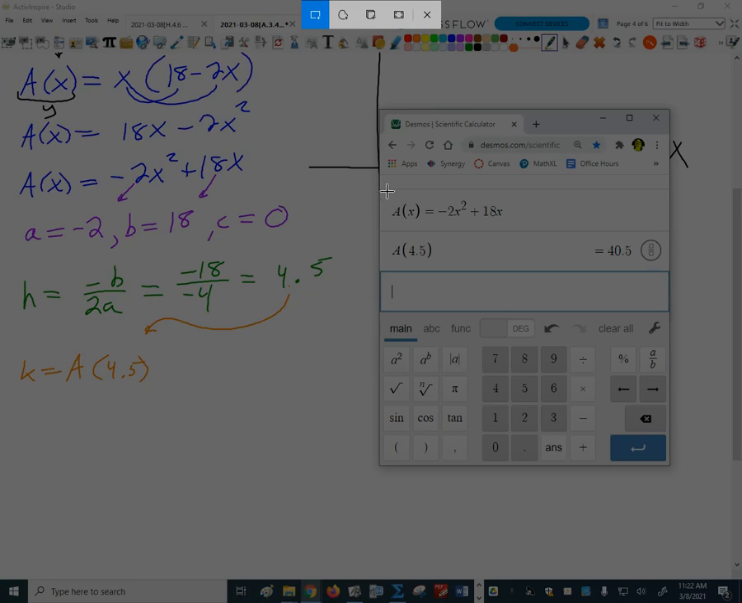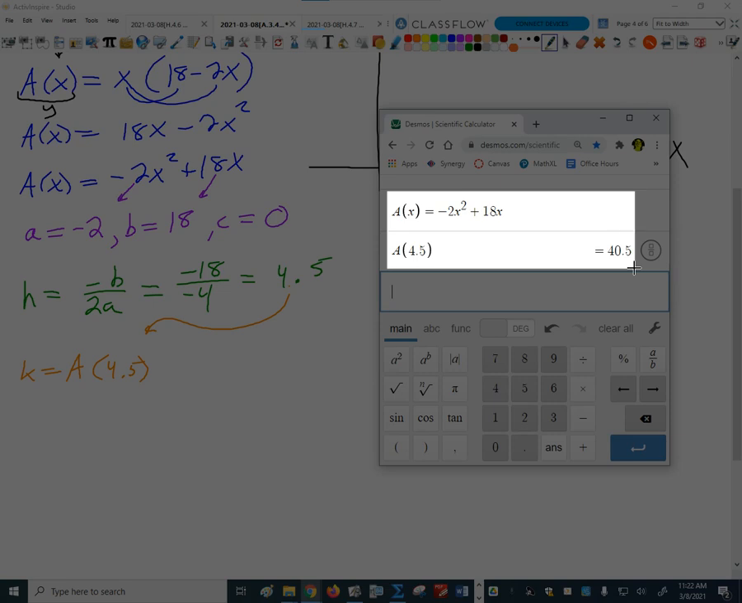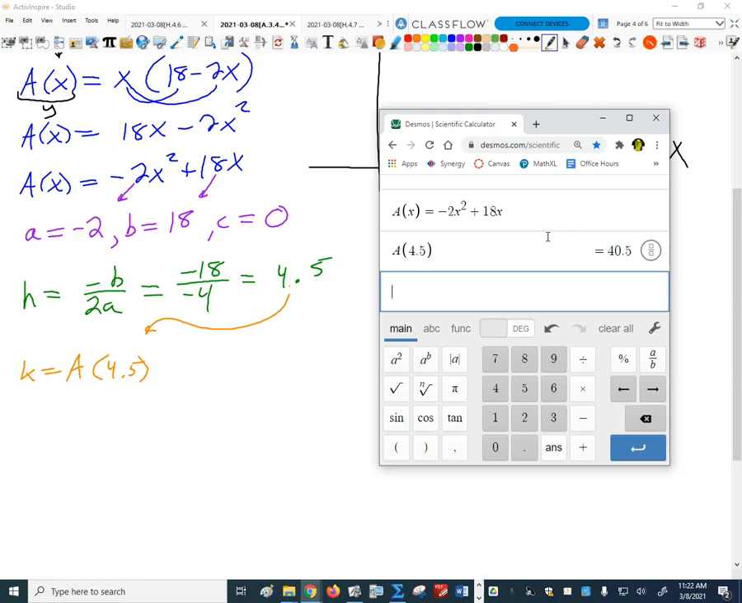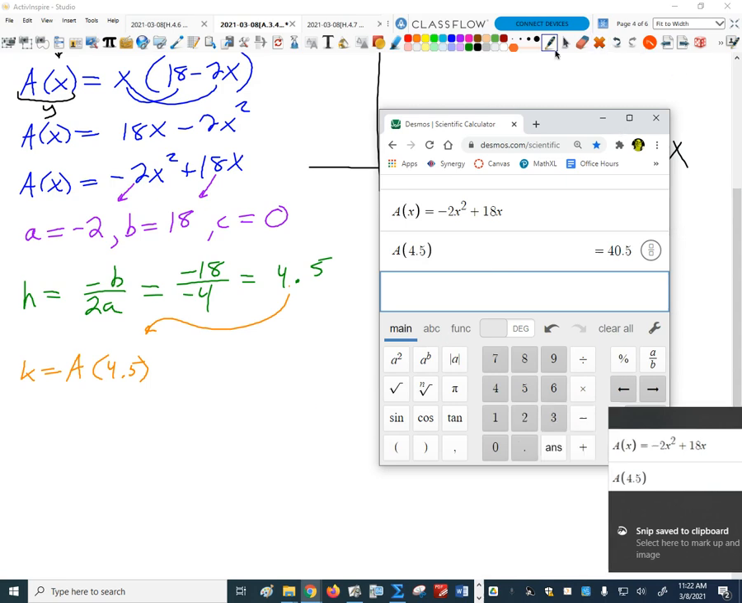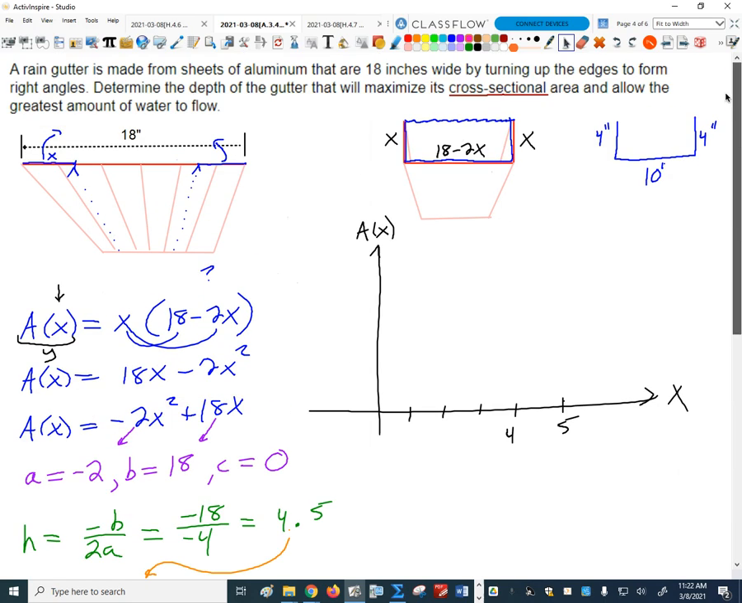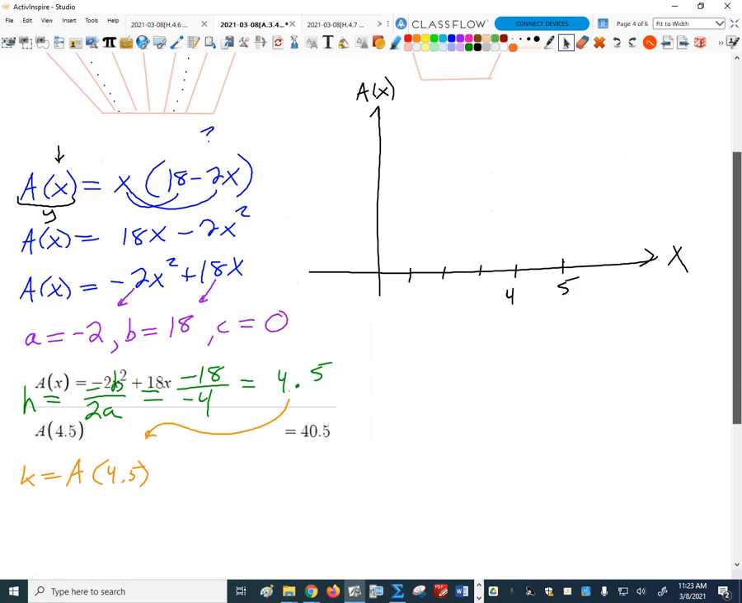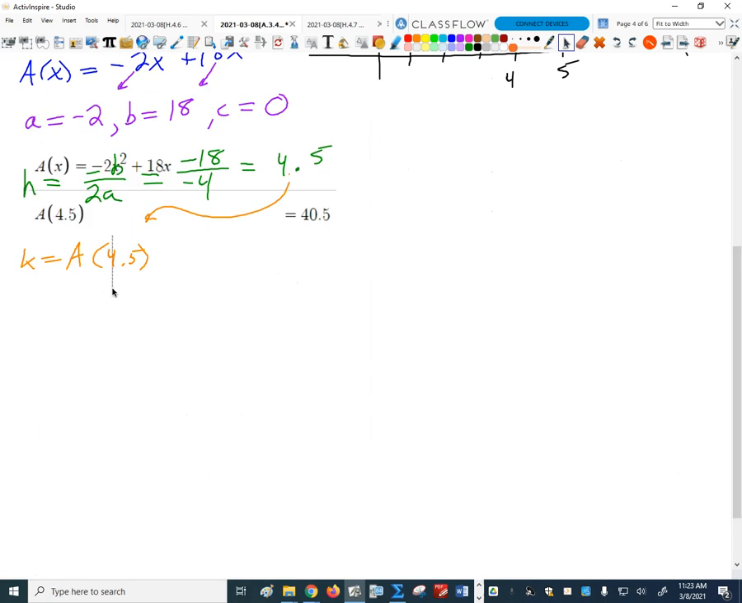And you have access to Desmos, the scientific Desmos, and that's all I'm using. It's not even the graphing one. You have access to that all the time on tests, right? So you can use Desmos for this stuff. Oops, right there, that's what I want.